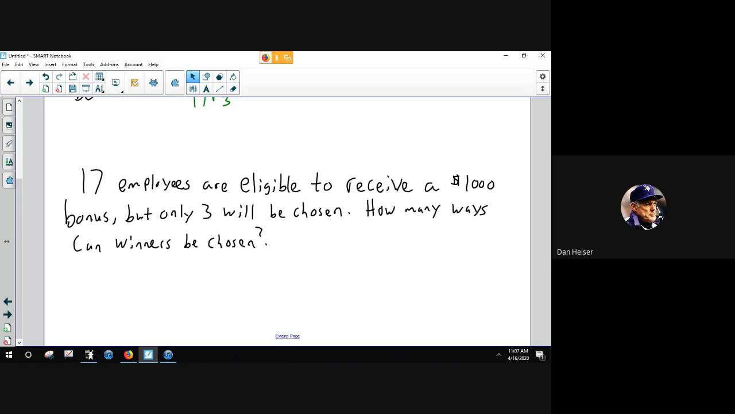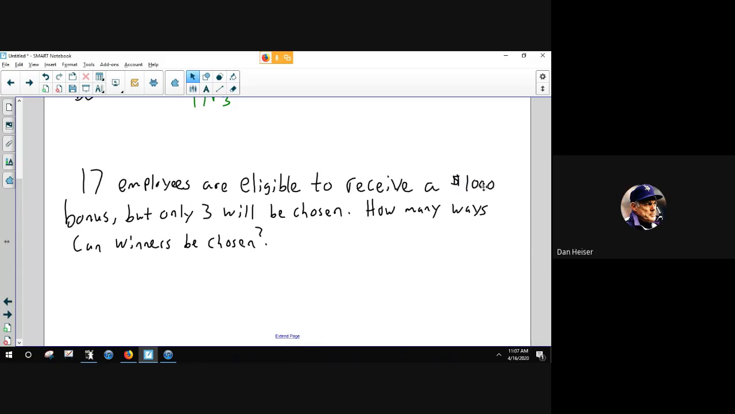Again, put yourself in this situation. What happens if you're the first person chosen? What happens if you're the second person chosen? What happens if you're the third person chosen? If you are treated the same in all 3 spots, it is a combination. If something different happens, it's a permutation.